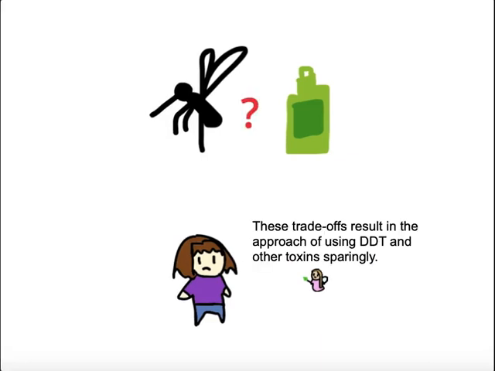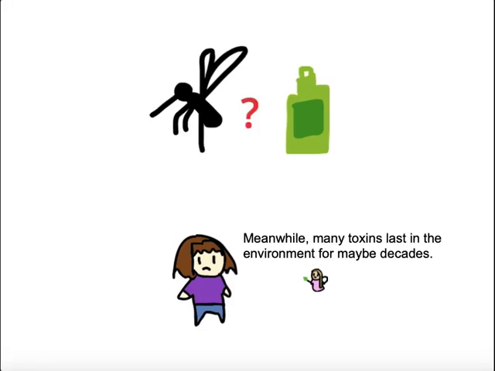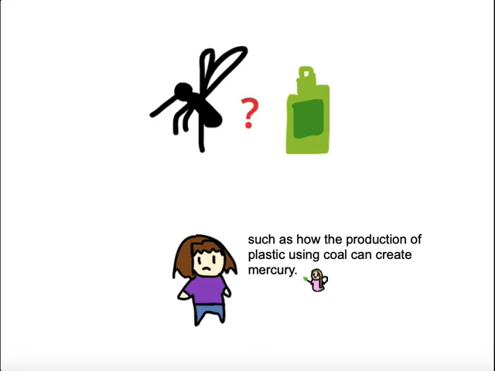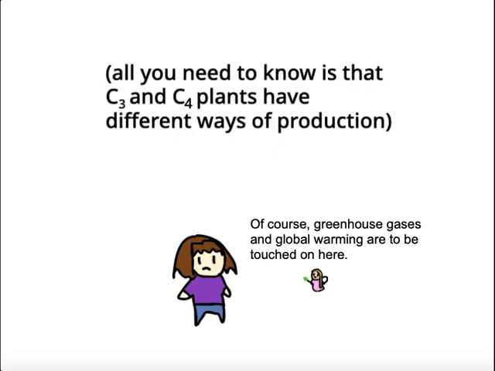These trade-offs result in the approach of using DDT and other toxins sparingly. Meanwhile, many toxins last in the environment for maybe decades. These chemicals can react with other substances to form more dangerous chemicals, such as how the production of plastic using coal can create mercury. Of course, greenhouse gases and global warming are to be touched on here.